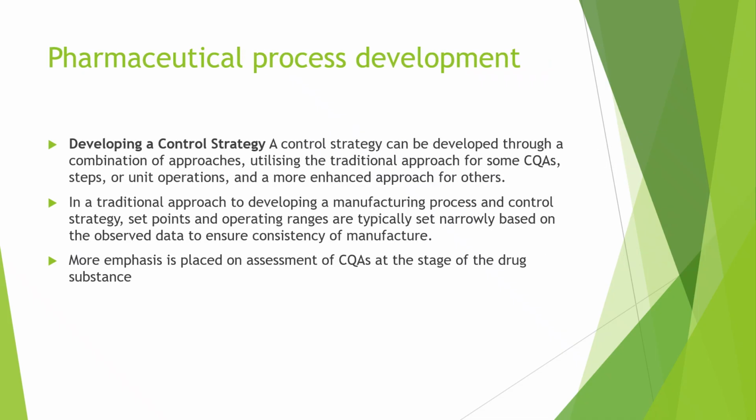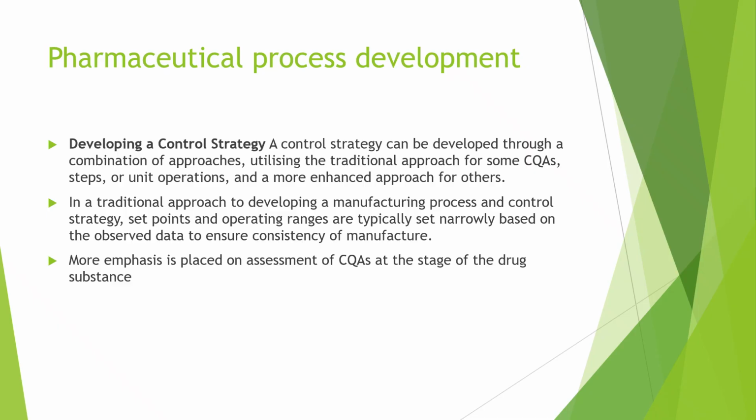Developing a control strategy. A control strategy can be developed through a combination of approaches, utilizing the traditional approach for some CQA steps or unit operations, or some more enhanced approach. Means we have to define this control strategy with the studies. In a traditional approach to developing a manufacturing process, control strategy set points and operating ranges are typically set narrowly, based on the observed data, to ensure the consistency of manufacture.